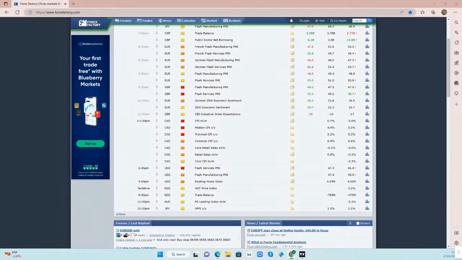Now we're going to have some news coming out later on today around 1:30, just under an hour to go, on the Canadian dollar, so some CPI news coming out month by month and also on the retail sales and the core retail sales. There's a lot of news coming on the Canadian dollar, which is definitely going to affect the Canadian dollar against the USD chart, which we'll keep an eye on. And also at 2:45 in the US, we're going to have flash services PMI as well.